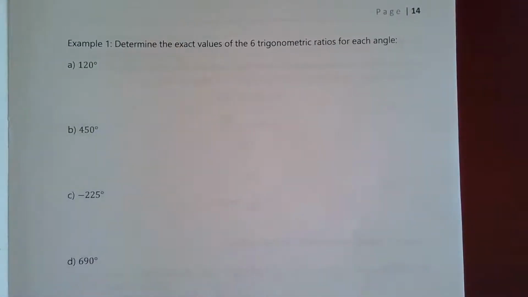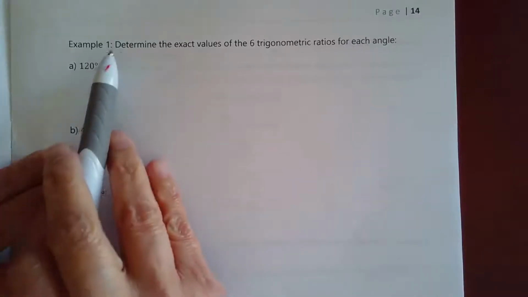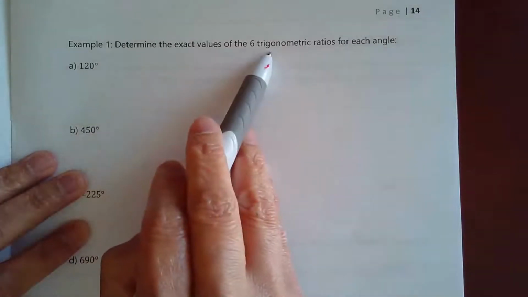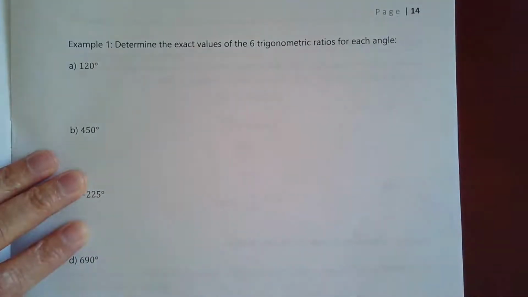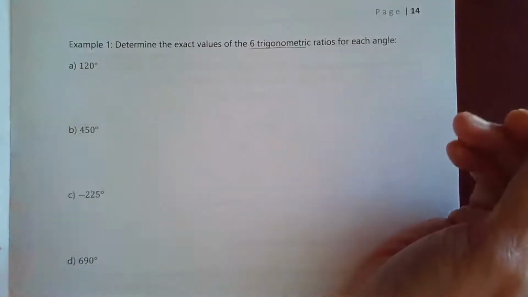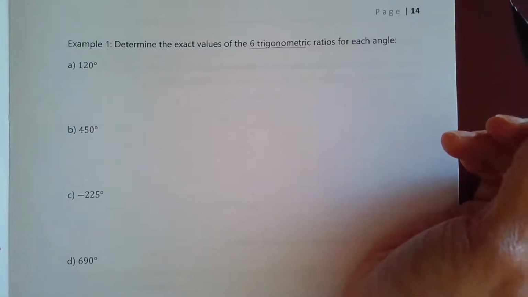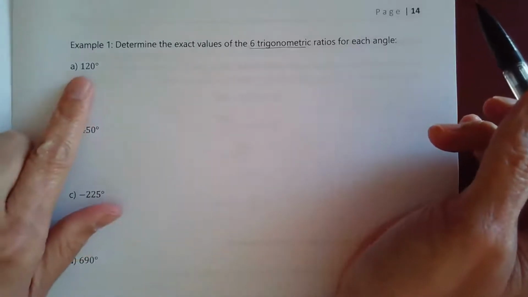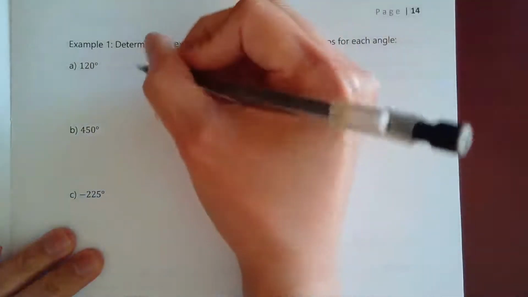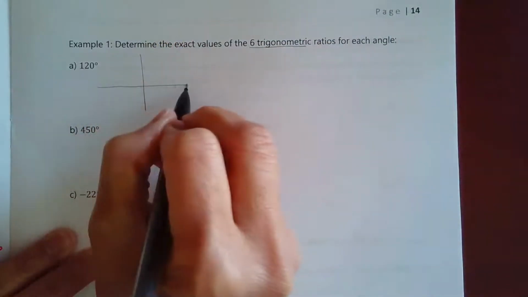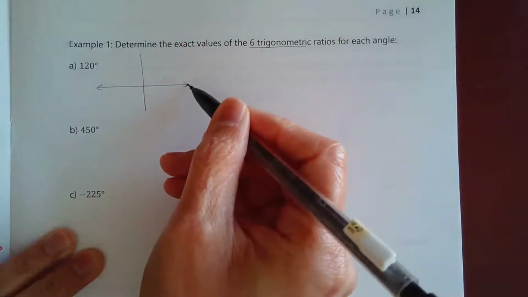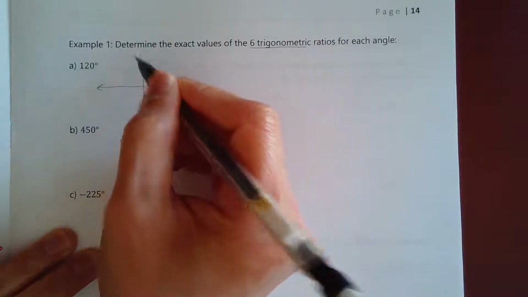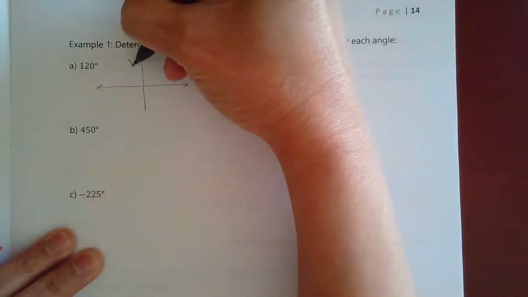Let's get into the example now. We have a little bit of time for it. This is not going to take long. So determine the exact values of the 6 trigonometric ratios for each angle. Now we're going to take a look at the 6 trigonometric ratios. That's going to be sine, cosine, tangent, secant, cosecant, and cotangent. Well, let's visualize this. Where is 120 degrees? This is going to be 0, this is going to be 90. 120 would be somewhere right here.